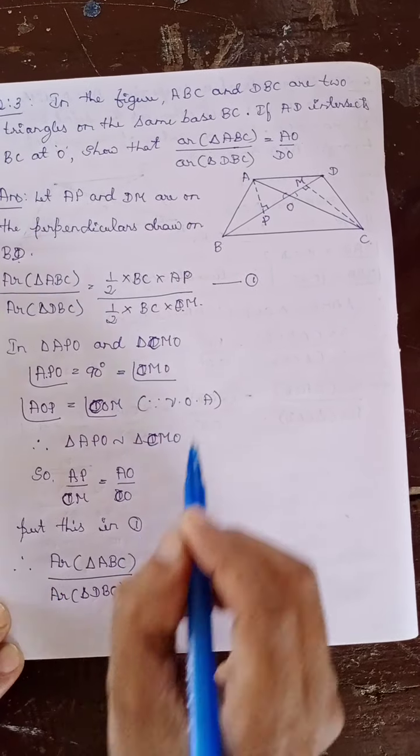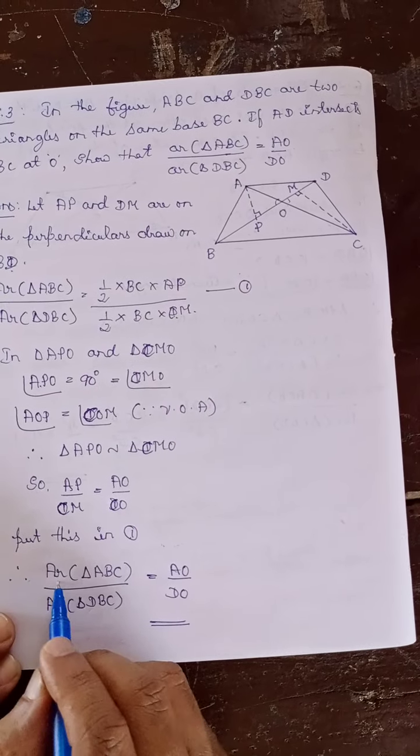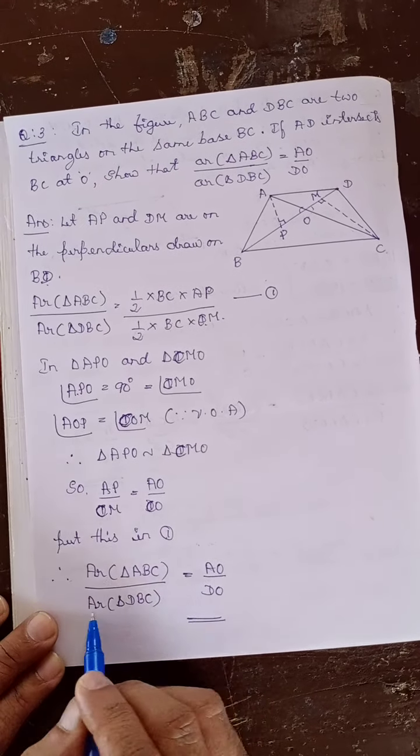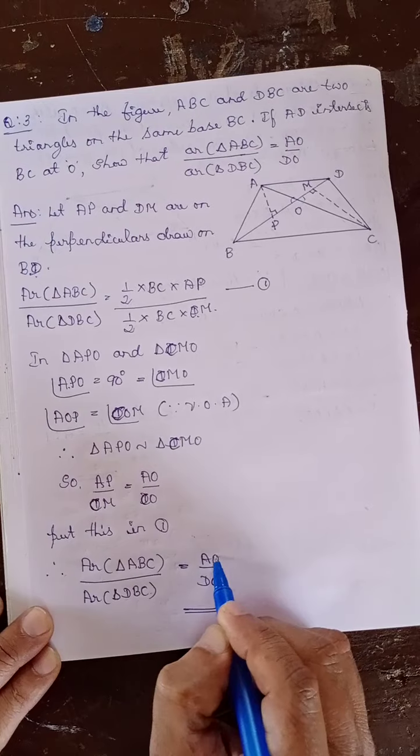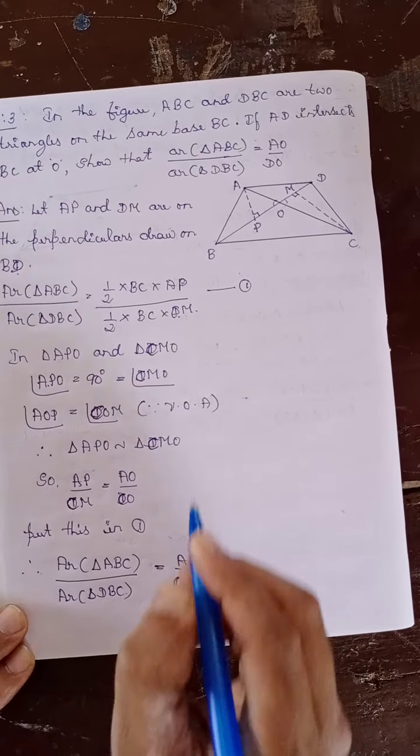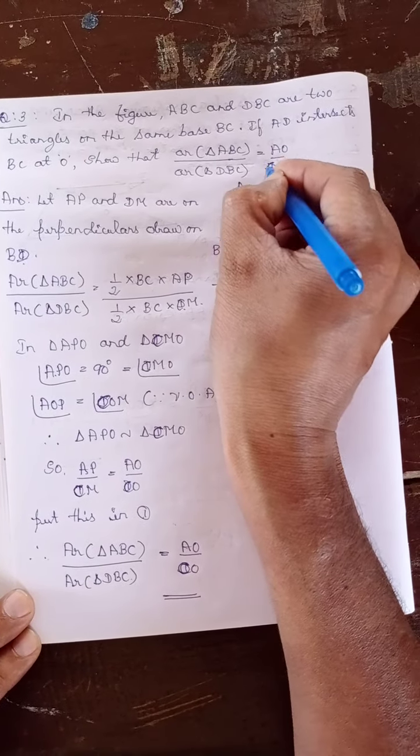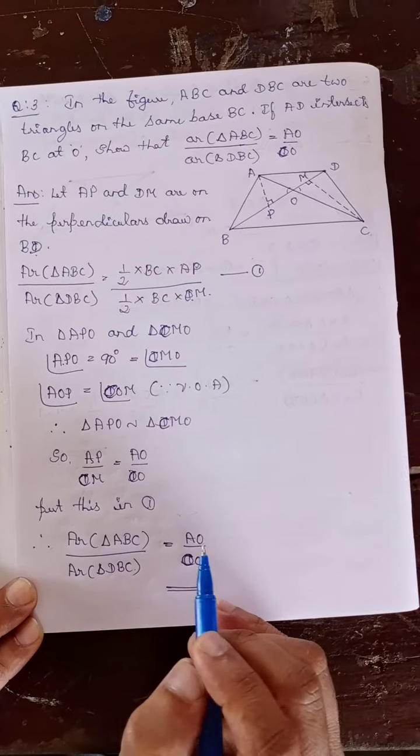So put this in equation 1, so that we get area of the triangle ABC divided by area of the triangle DBC is equal to AO by CO. So here we make a correction. We prove this as AO by CO.